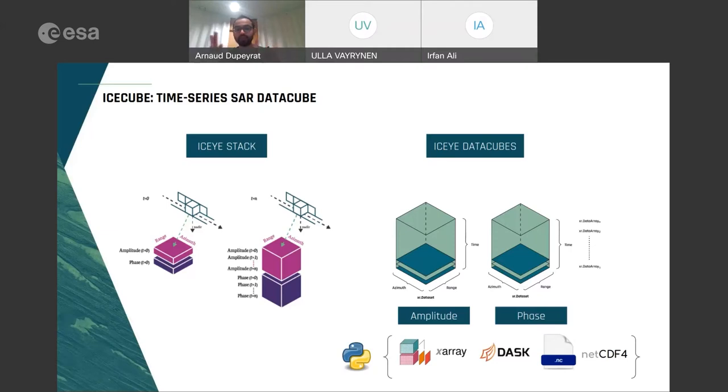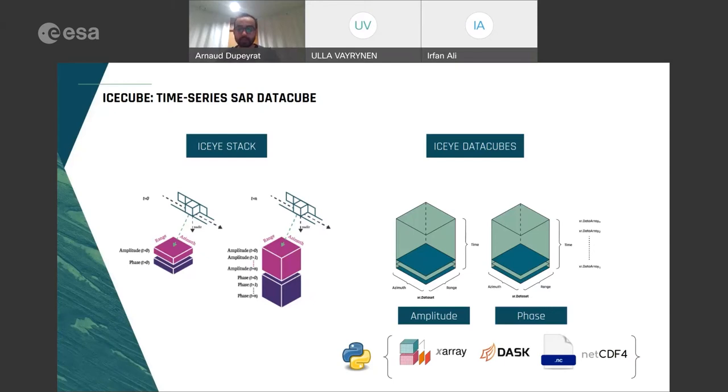If we put things in more perspective, when we're working with xarray, we have individual datasets, which are also called data variables. So we have amplitude, we have phase, and then we can add as many data variables as we want. If we zoom into one dataset, we see a stack of data arrays, and each data array represents one acquisition. We take these acquisitions, convert them into data arrays, and concatenate them under different variables. And that gives us the data cubes with ICEYE data.